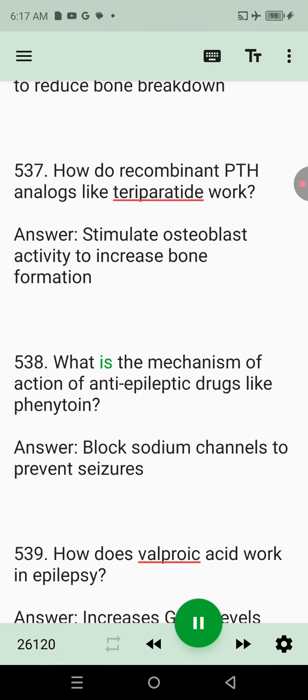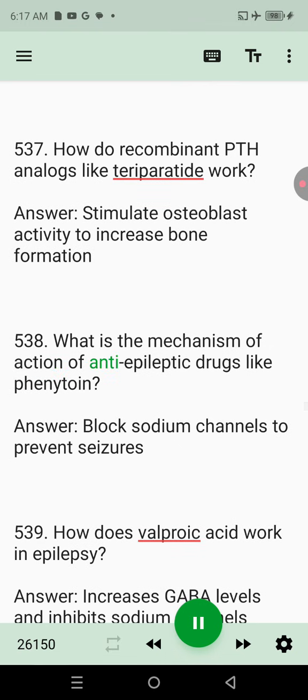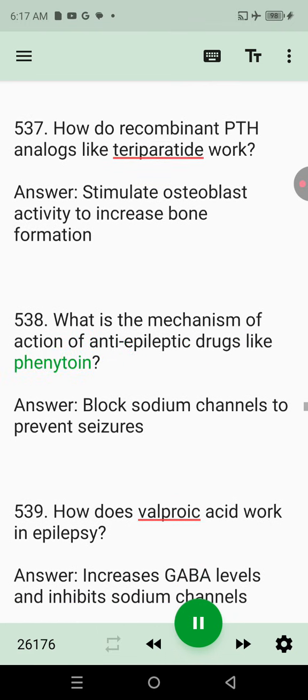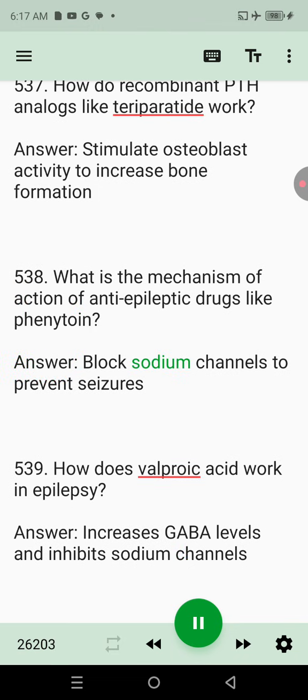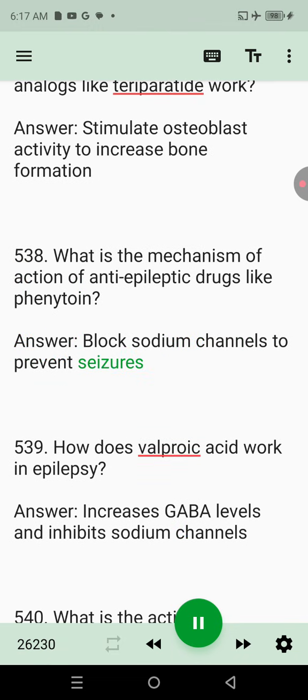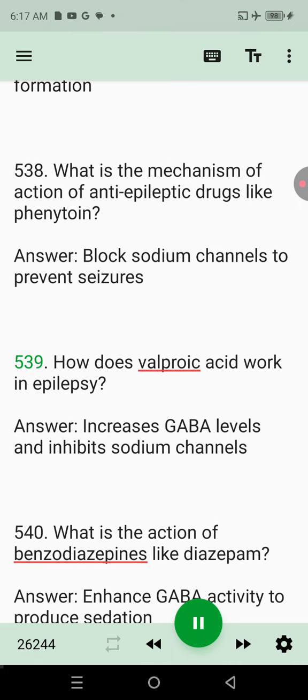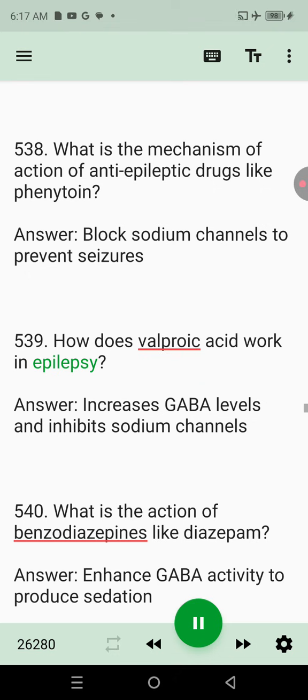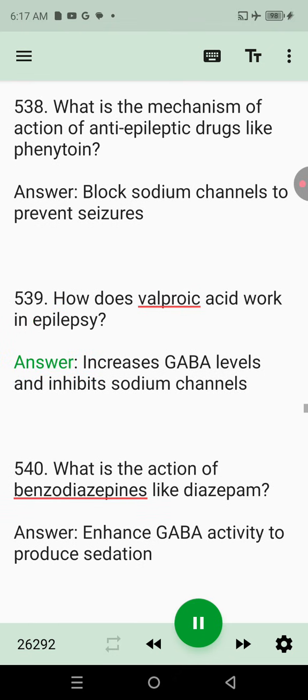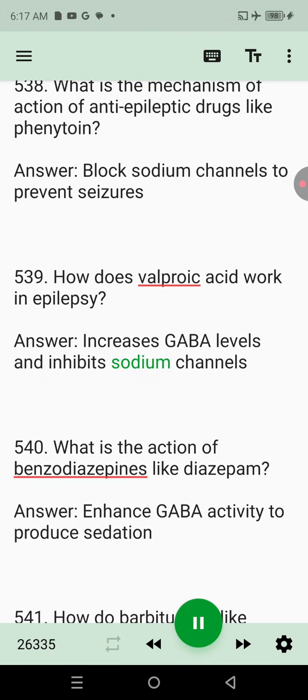538. What is the mechanism of action of anti-epileptic drugs like phenytoin? Answer. Block sodium channels to prevent seizures. 539. How does valproic acid work in epilepsy? Answer. Increases GABA levels and inhibits sodium channels.